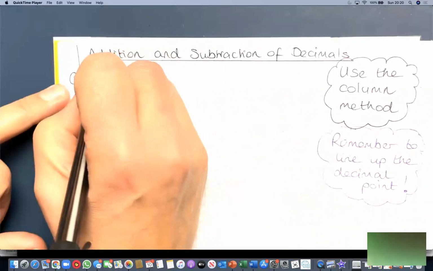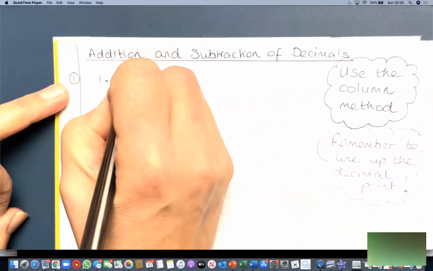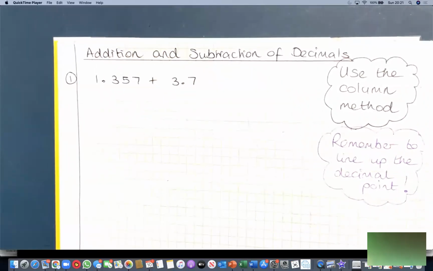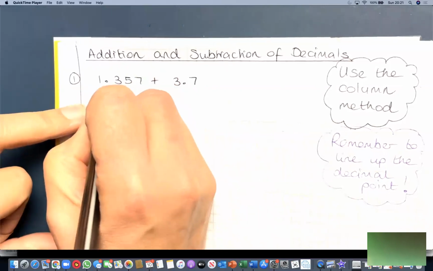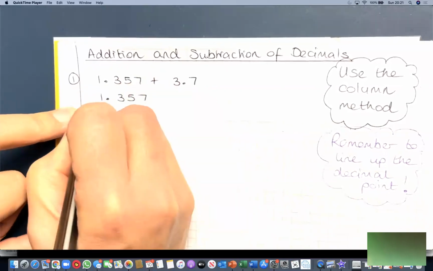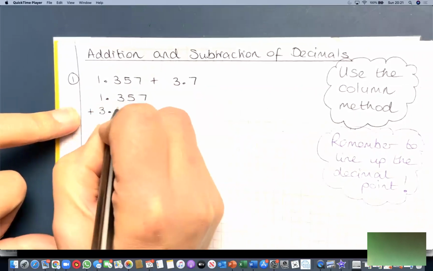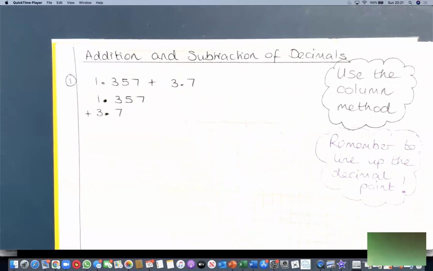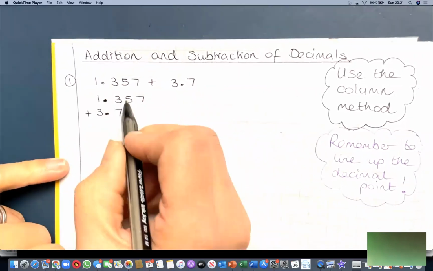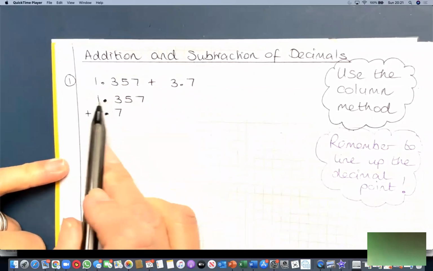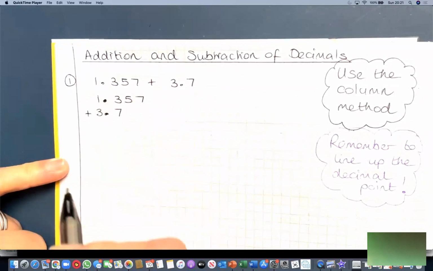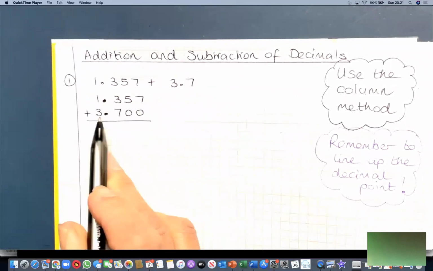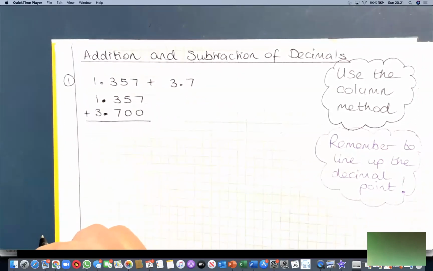We're going to start with 1.357 and we're going to add 3.7. We're going to write it again as the column method, 1.357, and we're adding 3.7. You can see that your decimal points are hopefully perfectly lined up. But also look that this number is to 3 decimal places and this one is only to 1 decimal place. So I'm going to put in some zeros here called placeholders, just to make sure that we don't accidentally add up the wrong columns.